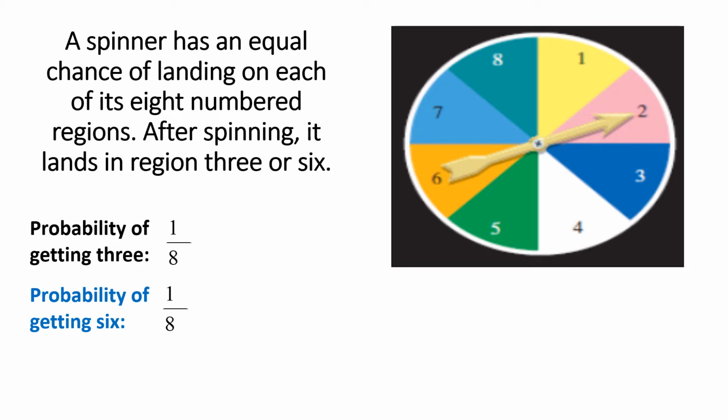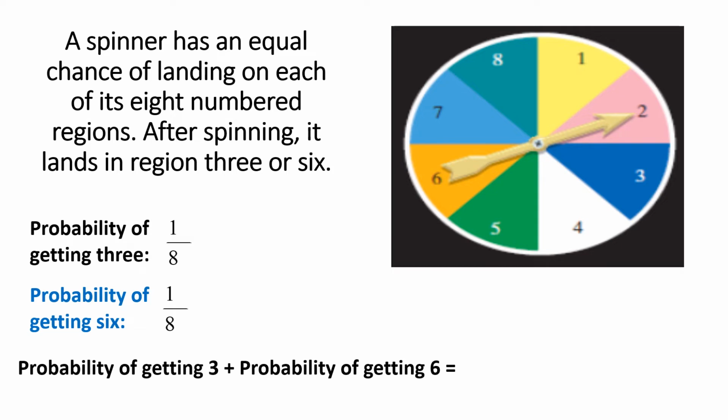So 1 over 8. And since we would like to find out the probability of spinning this spinning wheel to get the region 3 or 6, i-add lang natin yung dalawa kasi wala naman silang common element or walang pagkakapareho. So the probability of getting 3 plus the probability of getting 6 is 2 over 8 or 1/4. Pwede nyo namang i-lowest term if possible.